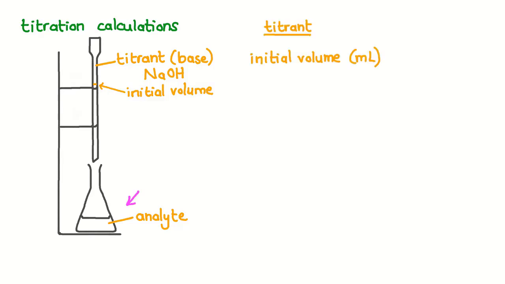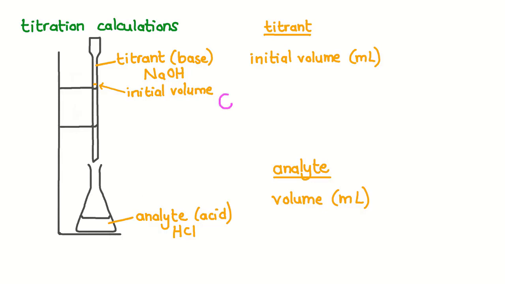The analyte, in this example, is an acid solution, and let's make it hydrochloric acid, is pipetted into an Erlenmeyer flask or a conical flask. The accurately known volume of the analyte is recorded. The concentration of the titrant is accurately known. The volume of the analyte is accurately known, but its concentration is unknown. Next, we add a few drops of suitable indicator to the analyte. And then the tap or stopcock on the burette is opened and titrant is slowly added to the analyte.